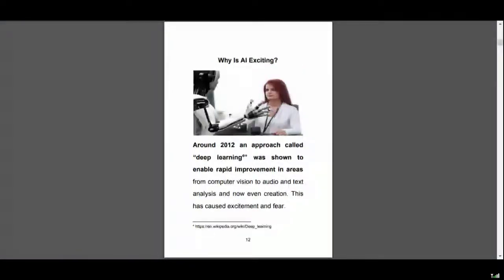So why is AI creating all the excitement at the moment? Well, around 2012, an approach that is a type of AI called deep learning was shown to enable rapid improvement in certain areas such as computer vision, so computers understanding images, and thereafter also around things like text understanding for translation tools. Since then, this same technique, used in a different way, has even been used to start creating content. You may have seen the news articles about fake videos and fake news articles and fake images created by this technique. This has caused a lot of excitement because the possibilities seem endless, but also fear because obviously there's danger of misuse.